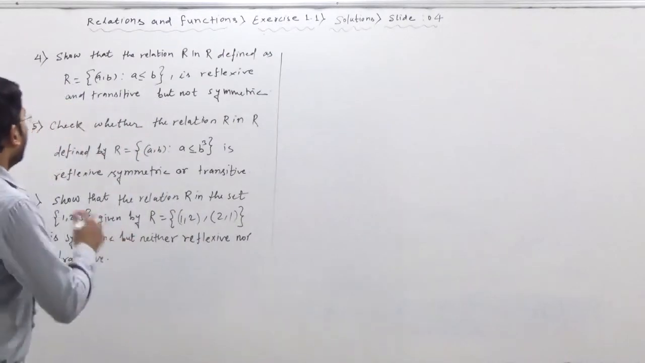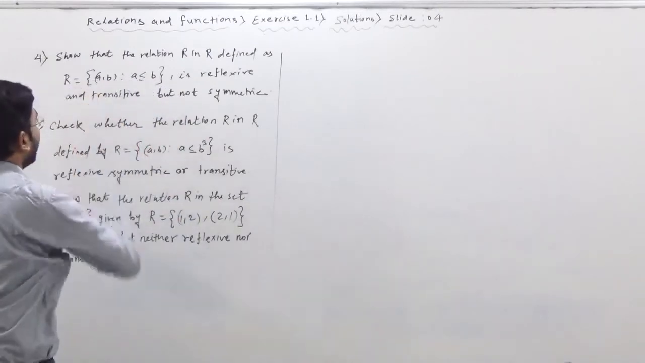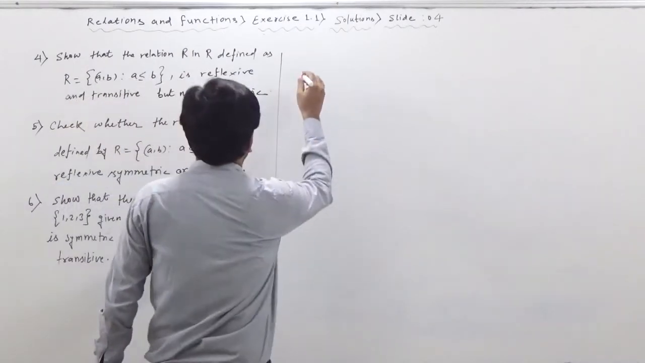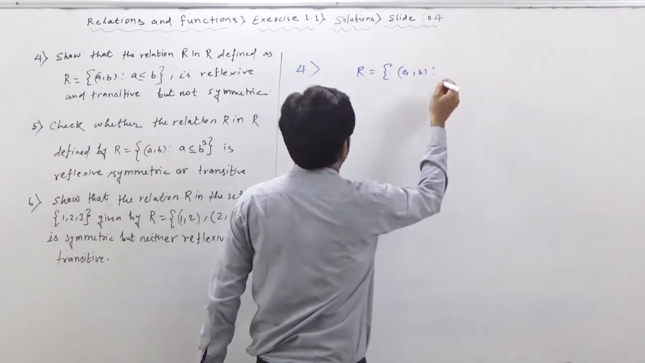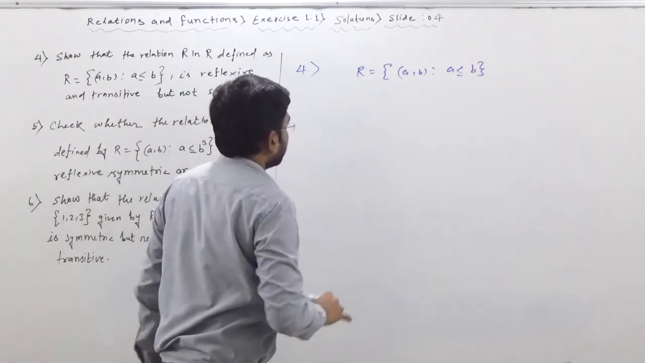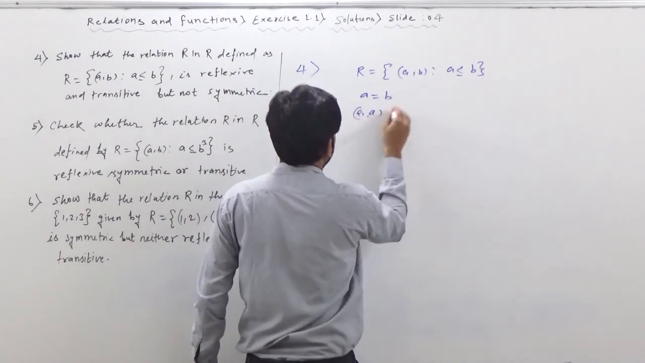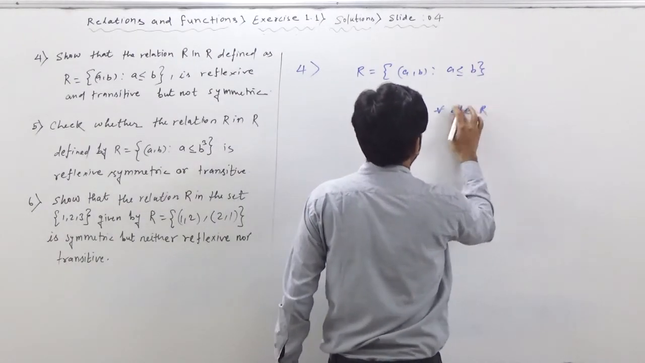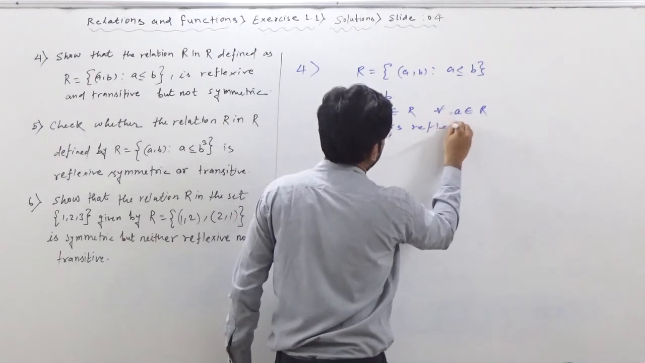Question number 4, we are going to take what it says. Show that the relation R in R defined as R is equal to a comma b and a is always less than or equal to b is reflexive, transitive but not symmetric. Okay, so this is what we have, a relation R is equal to a comma b such that a is always less than or equal to b. So tell me, will a comma b exist over here? Yes or no? Yes. So a comma a will belong to this particular relation for all a belongs to real number, therefore it is reflexive. This is going to be a reflexive relation.